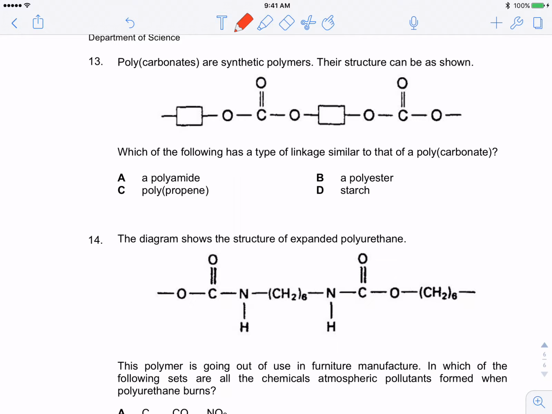13. Polycarbonates are synthetic polymers. Their structures are shown below. Which of the following has a type of linkage similar to polycarbonate? You see that the linkage looks like this. Which of these has a similar type of linkage? It will be a polyester. We call them polyesters, and their linkage looks like this. Whereas this one is slightly different. They say similar, so the most similar one is the polyester.